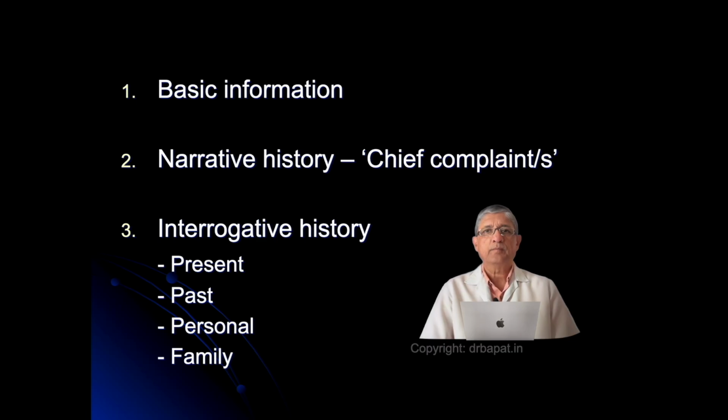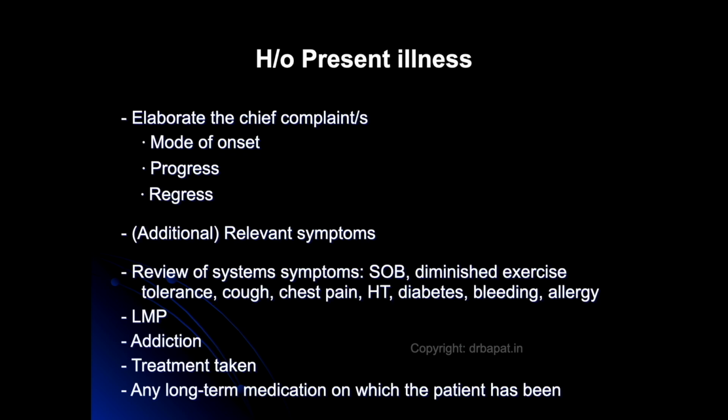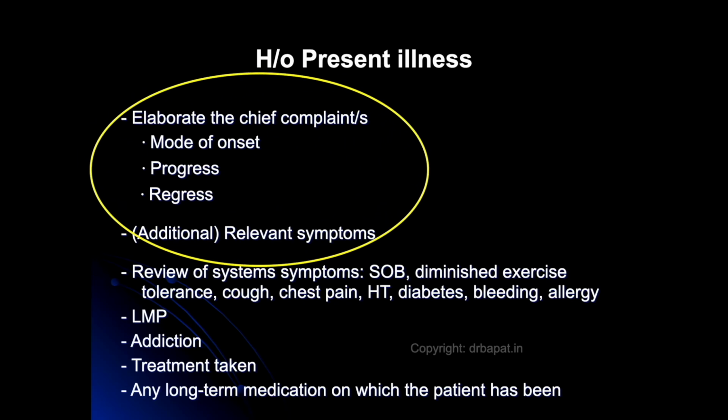So that's about history taking. To quickly recap before winding up, history taking may be broken down in three broad sections: basic information, narrative history, and interrogative history. You must know the points to be asked under the heading of present illness by heart. There is no doubt that all these points are important in their own way, but elaboration of the chief complaint and the relevant symptoms will crack the case.